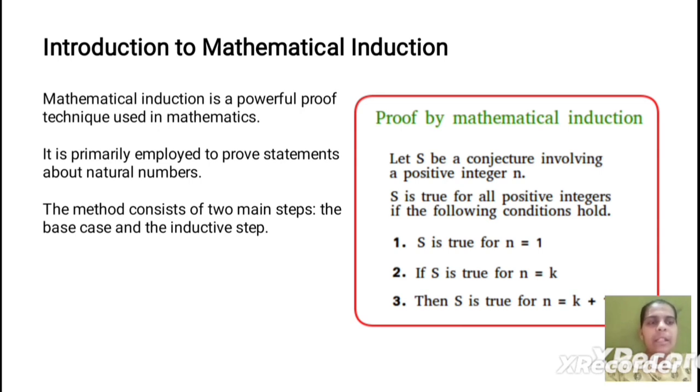Proof by mathematical induction. Let S be a conjecture involving a positive integer n. S is true for all positive integers if the following conditions hold: S is true for n equals 1, and if S is true for n equals k, then S is true for n equals k plus 1.